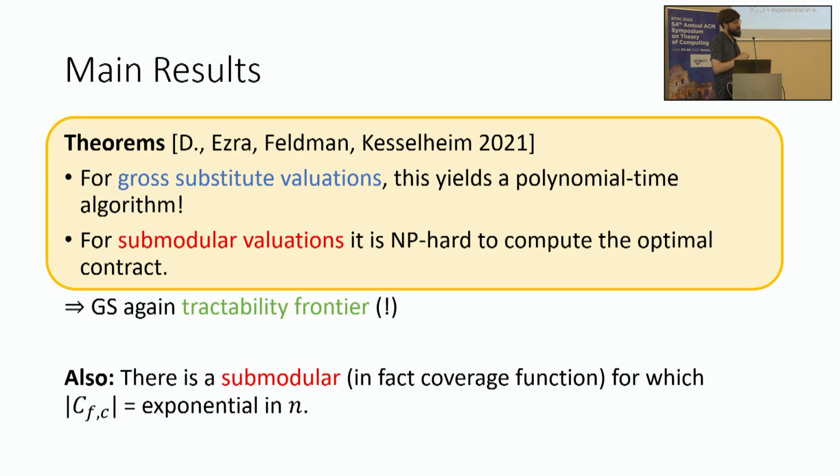On the other hand, we show that for submodular valuations, it's NP-hard. And even more so, there are submodular functions, in fact only coverage functions, for which if you draw this upper envelope diagram, every possible subset of actions appears on the upper envelope. So exponentially many. So this also rules out this approach.